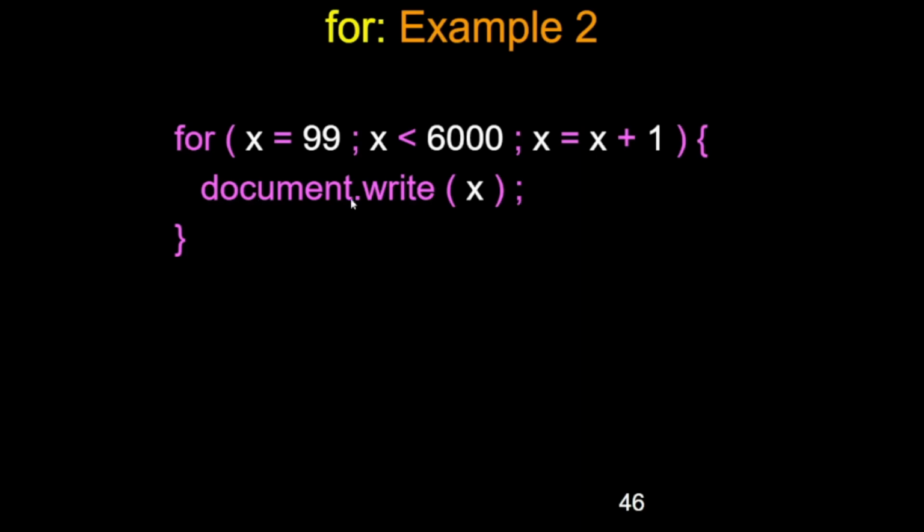Then it will again update the expression, check the condition again, and print the value of x again. So this is how the looping structure works.